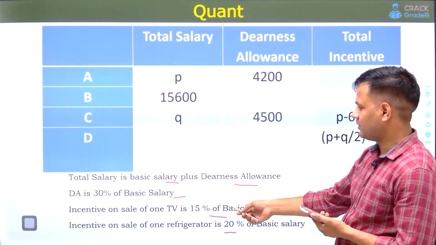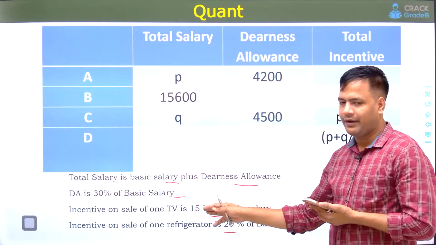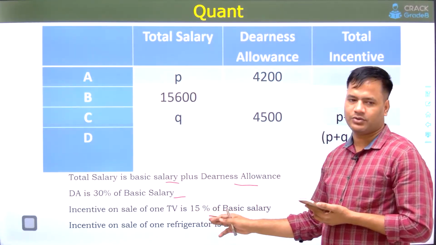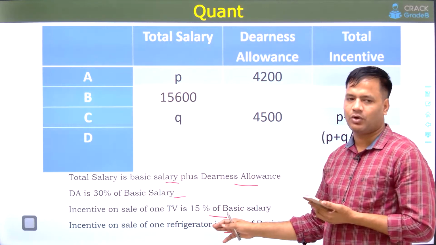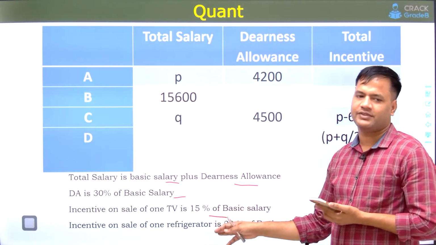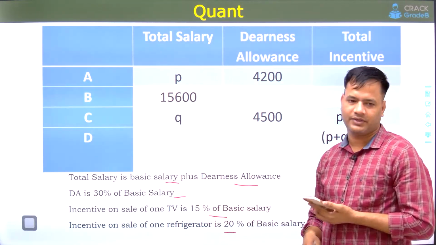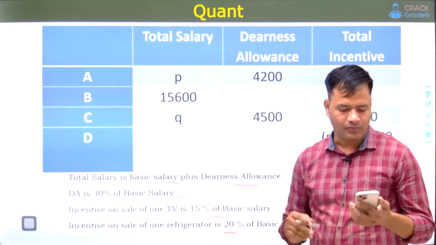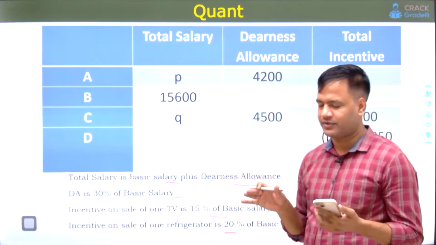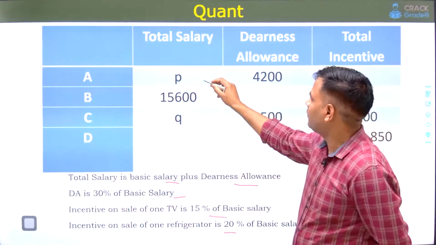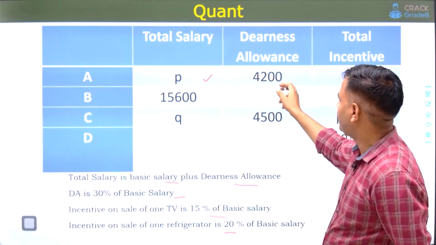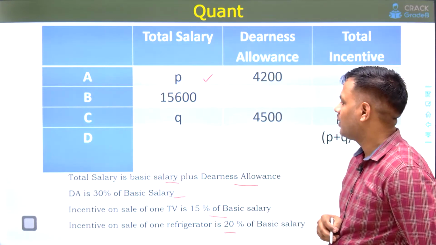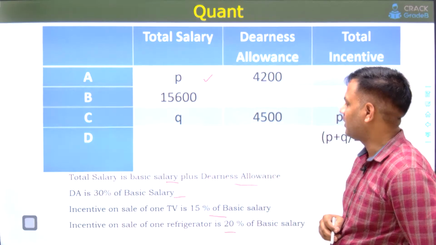Suppose someone has sold 5 TVs and two refrigerators, then the total incentive is the incentive of two refrigerators plus the incentive of 5 TVs. The question was asked based on this, so you can calculate the P value. Dearness allowance is 30% of the basic salary, so total salary is P.